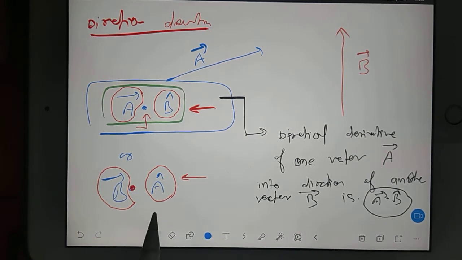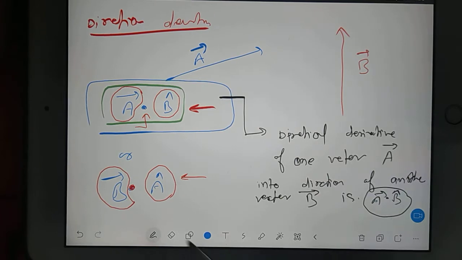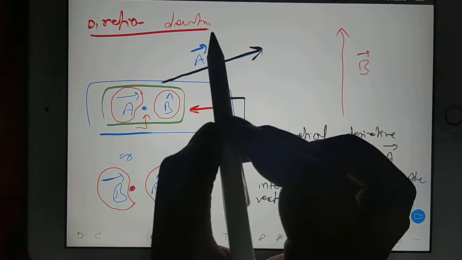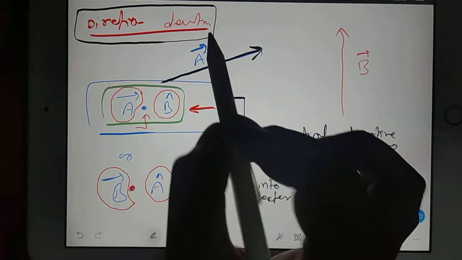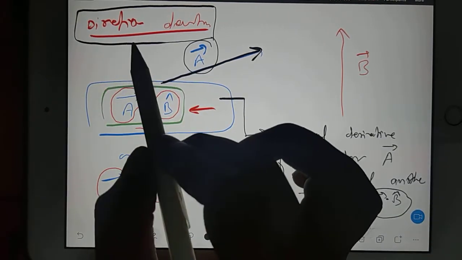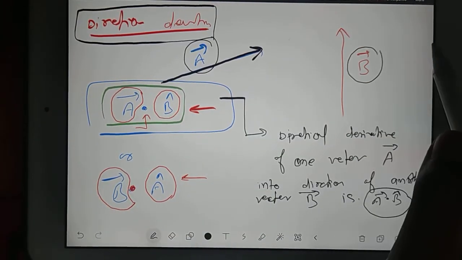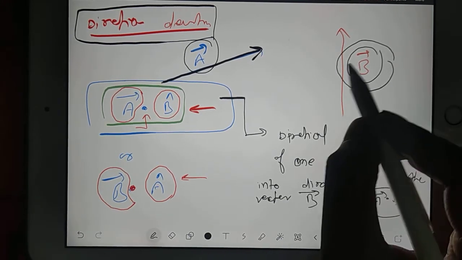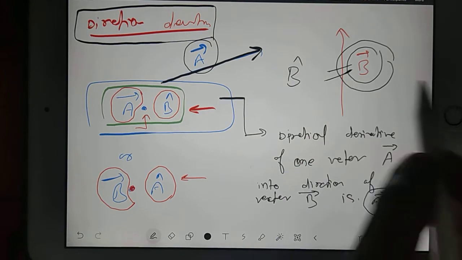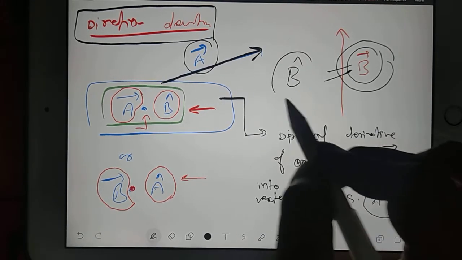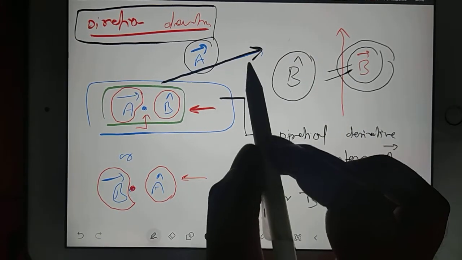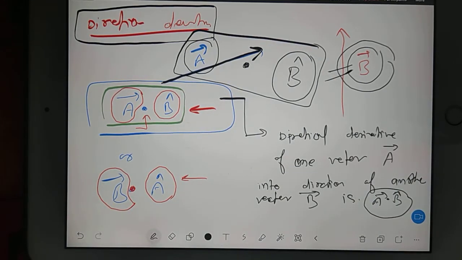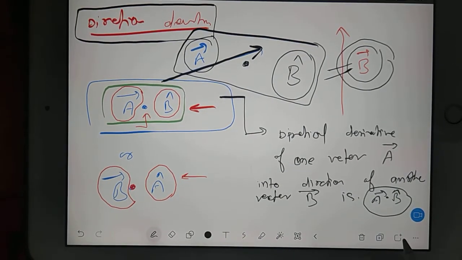So see, the concept is very simple. Any vector A will be given and you have to find out the directional derivative of vector A in the direction of vector B. So how will you find out? Direction of B you calculate using the concept of B cap, and then once you got the B cap, do the dot product of this vector A and B cap. Simple. We'll do one example.